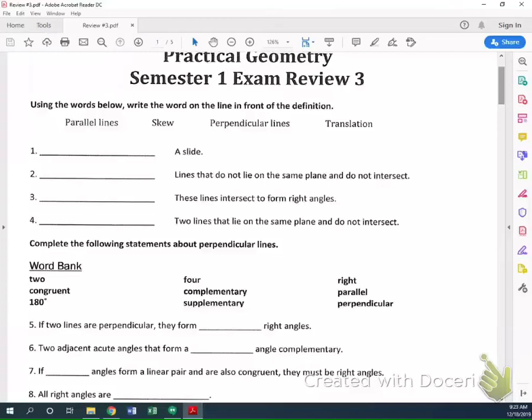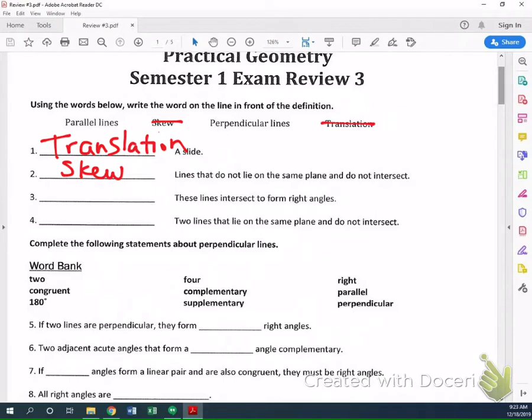All right, so here is the chapter 3 exam review. The first whole page is like a fill in the blank. So a slide is a what? Translation. Good. Lines that do not lie on the same plane and do not intersect are skew. Fix these if you missed them.